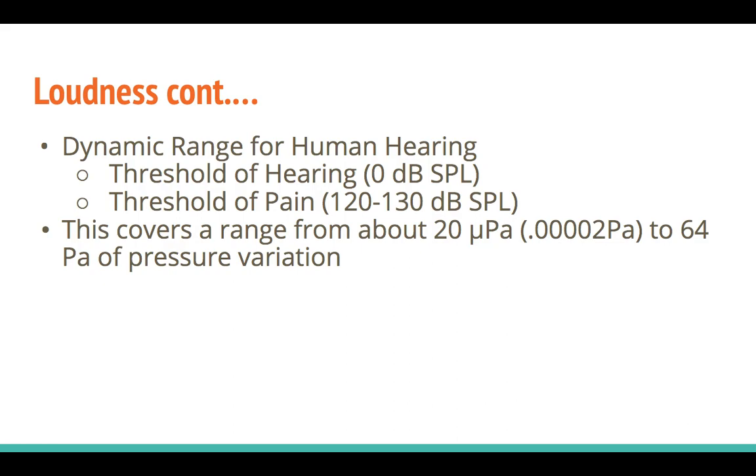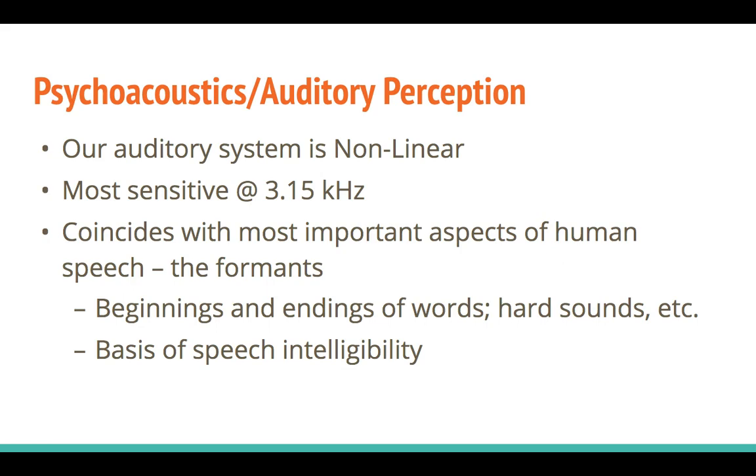So the dynamic range for human hearing goes from the threshold of human hearing at about 0 dB SPL to the threshold of pain, which is going to be in the 120 to 130 dB SPL range. Again, this covers a range from about 20 micropascals to about 64 pascals of pressure variation. However, on the psychoacoustic side, we need to understand that perception of loudness is not linear. We also need to understand that we are not as sensitive at all frequencies across the human perception range.